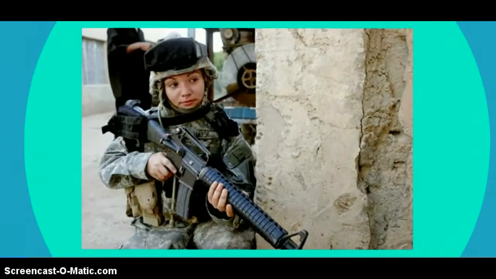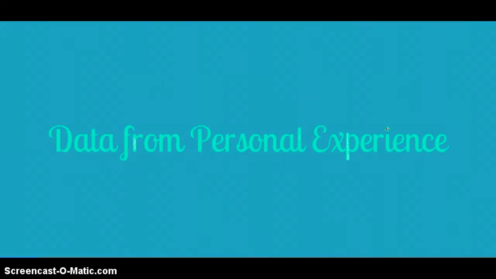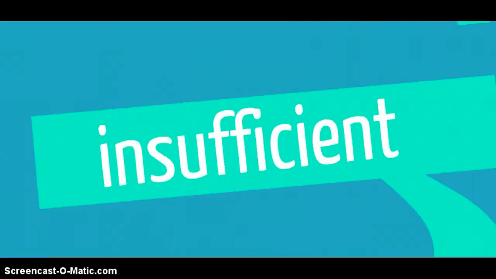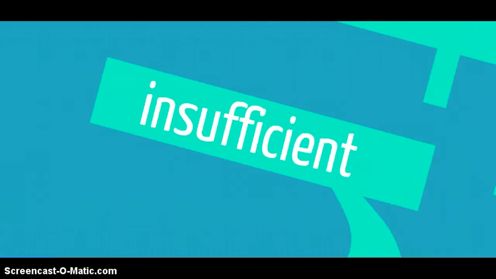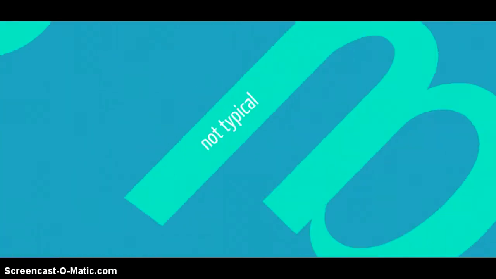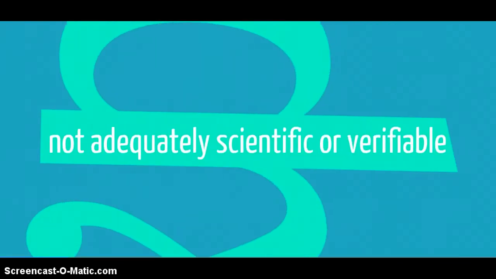First, consider data from personal experience. This is information that you've gathered from some sort of first-hand account, something that you experienced personally yourself. With this type of information, skeptics might argue that your personal experience examples are insufficient, that your account is not typical, or that the information you have provided is not adequately scientific or verifiable.